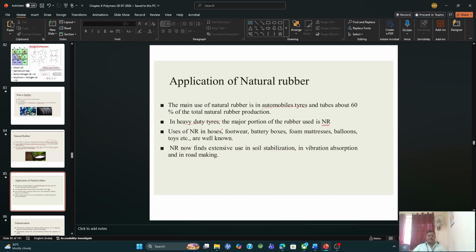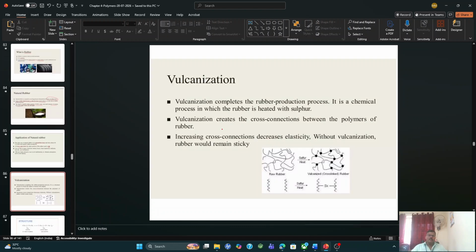It's natural rubber. The vulcanization is nothing but, suppose you see the image, this is the natural rubber, raw rubber. So some limitations present in natural rubber can be improved by the vulcanization process.